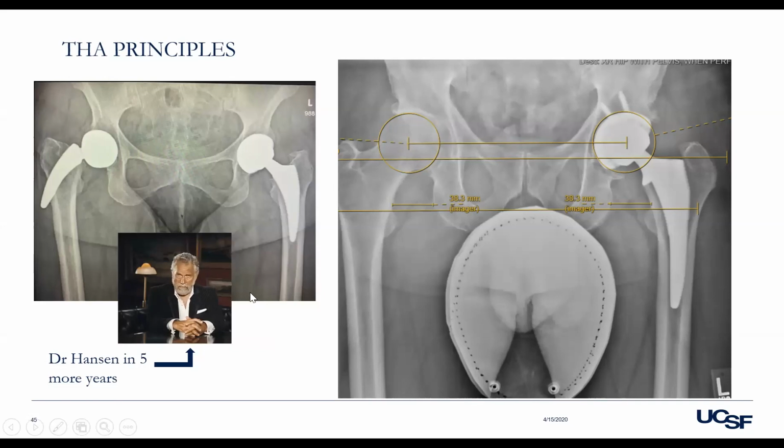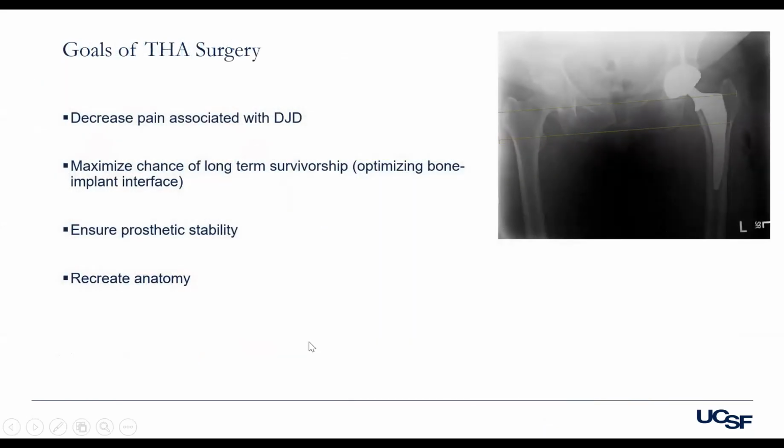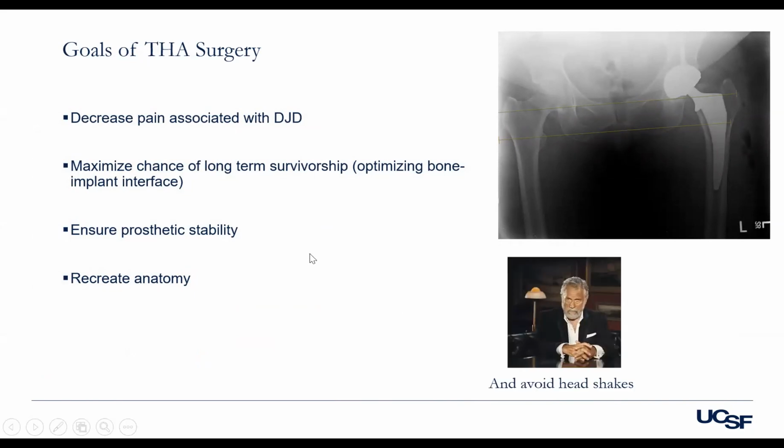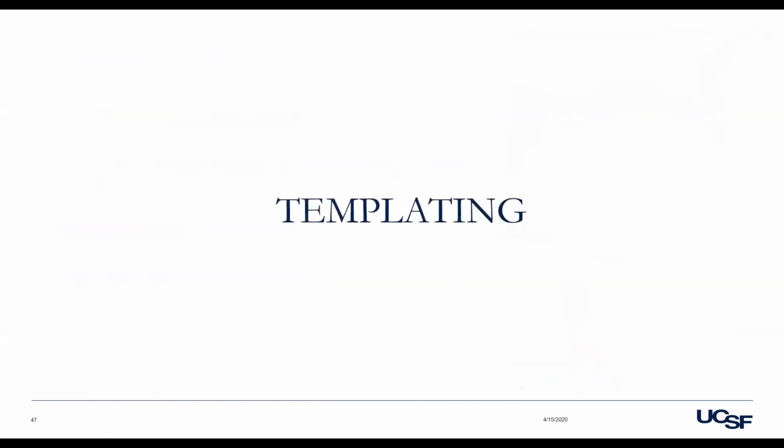Okay. So hip principles. We want to get this one on the right. We don't want to get this one on the left. So the goals of total hip surgery: decrease pain, maximize survivorship, ensure prosthetic stability, and then recreate anatomy. Those are the goals, and then avoiding Hansen head shakes in the OR.